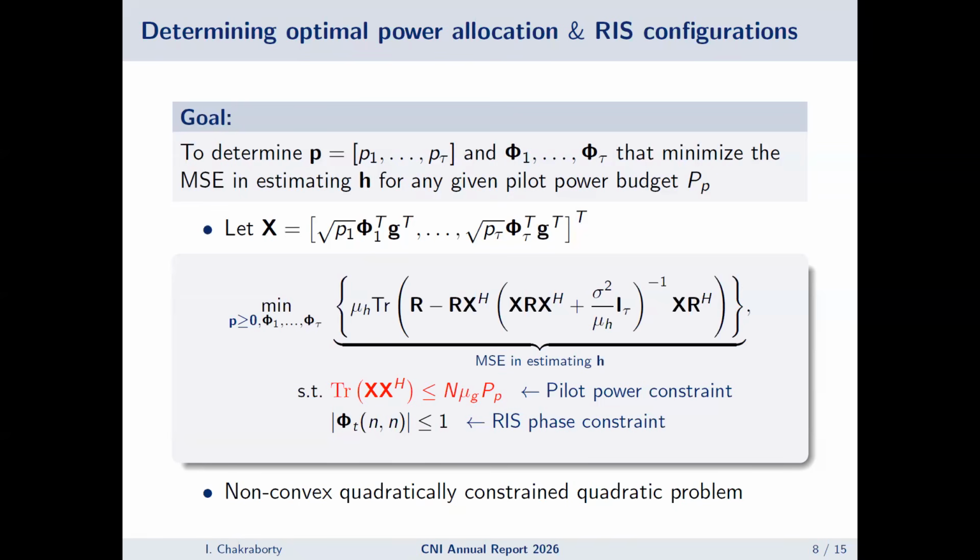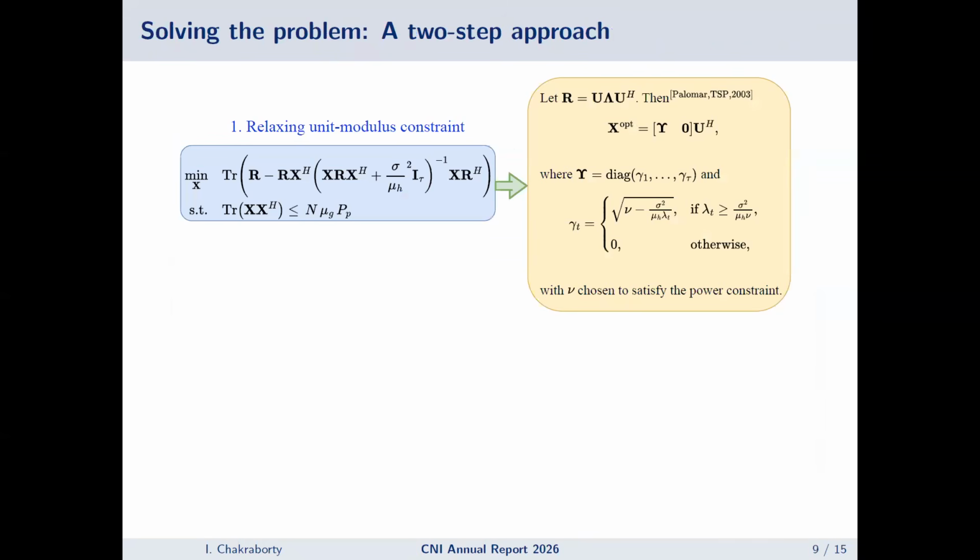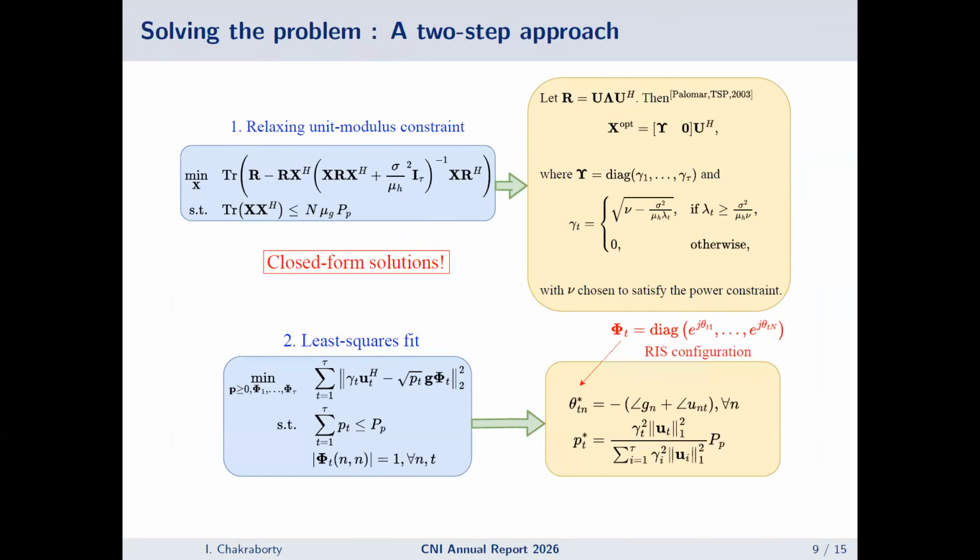We have to do something else in order to solve them. And to do that, we propose a two-step approach. In the first step, we relax the unit modulus constraint and get a solution. And in the second step, we do a least square fit between the solution of the first step and the actual thing. And we get the solution in terms of the eigenvectors of the channel covariance matrix. And both these steps have closed form solutions, so complexity is really low.